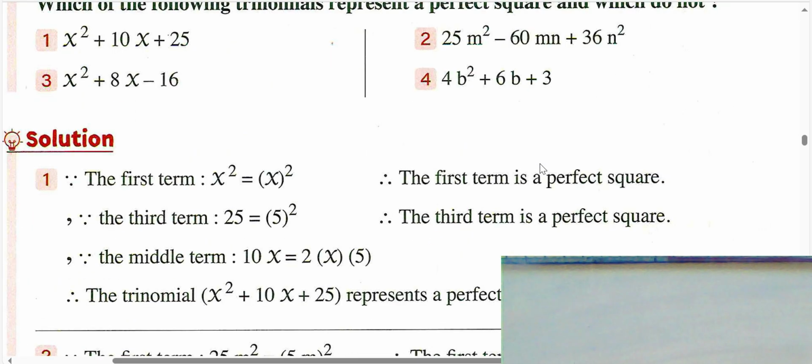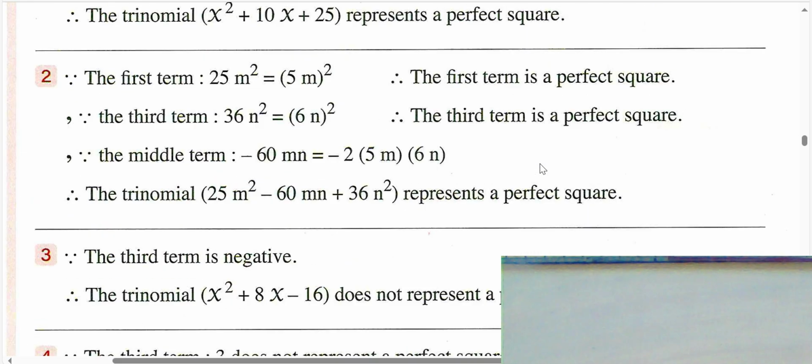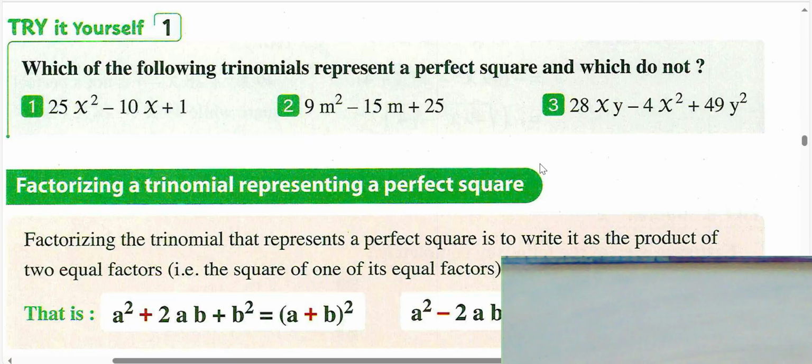We will try to solve number 1. Okay, which of the following terms represent a perfect square and which don't?